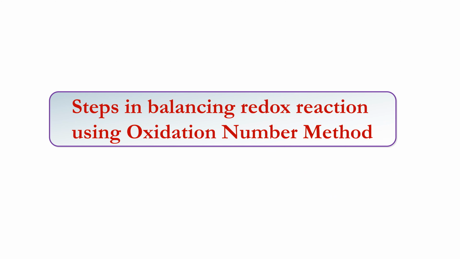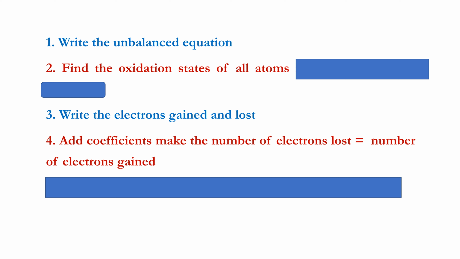We now look at the steps that we must follow whenever we are balancing a redox reaction using the oxidation number method. So the steps are: first, you need to write the unbalanced equation. That's the first thing you do. At first, you don't need to balance it. You just need to write the unbalanced equation. Then the second thing is that you need to find the oxidation state of all atoms in both the reactant and the product side.